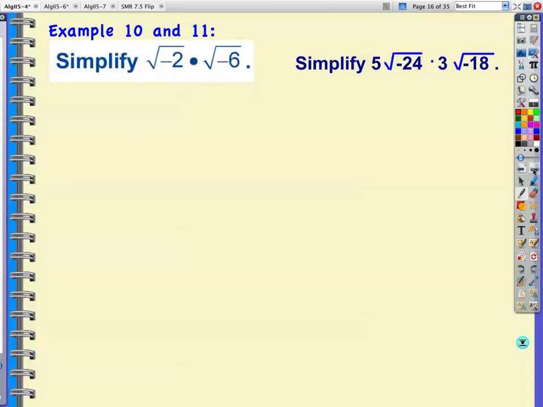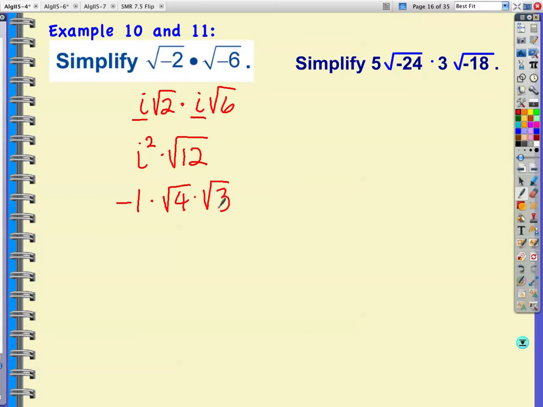Okay, let's try another one. You've got to pull out the negatives first. You're going to have i square root 2 times i square root 6. i times i is i squared. Square root 2 times square root 6 is square root 12. Ooh, that reduces some more. i squared is -1. Square root 4 times square root 3. The square root of 4 is 2. So 2 times -1 is -2 square root 3.